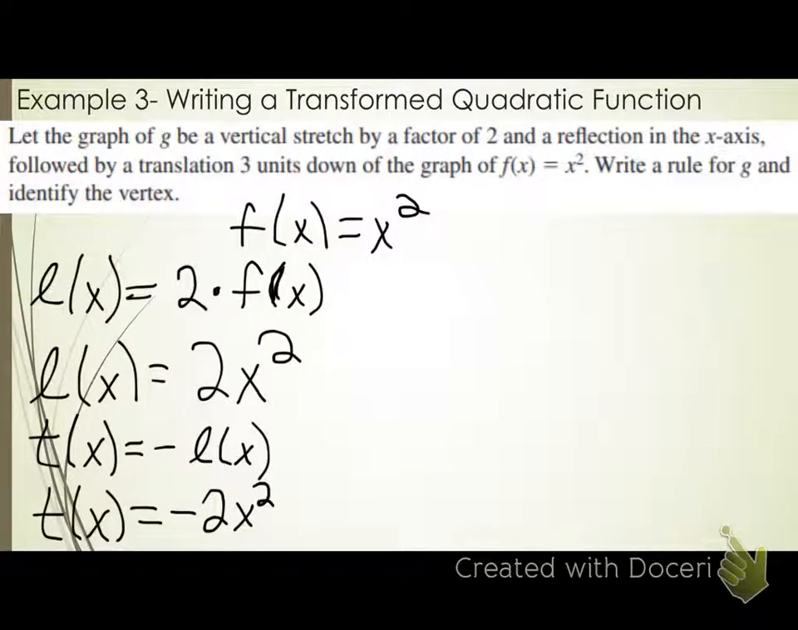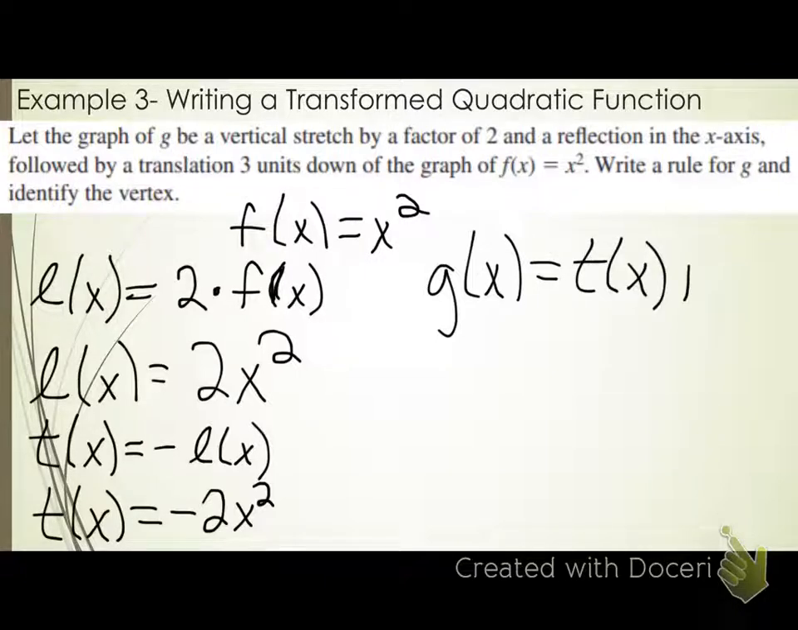One more. Followed by a translation 3 units down. Now that I'm on my final one, I can now call it G because I want my final one to be G. So what's the formula for a translation that would be 3 units down? First off, what type of translation is that? Vertical or horizontal? Vertical. What's the formula for a vertical translation? f of x plus k. So in this case, it'll be t of x plus k because I'm using the most recent function that I got.